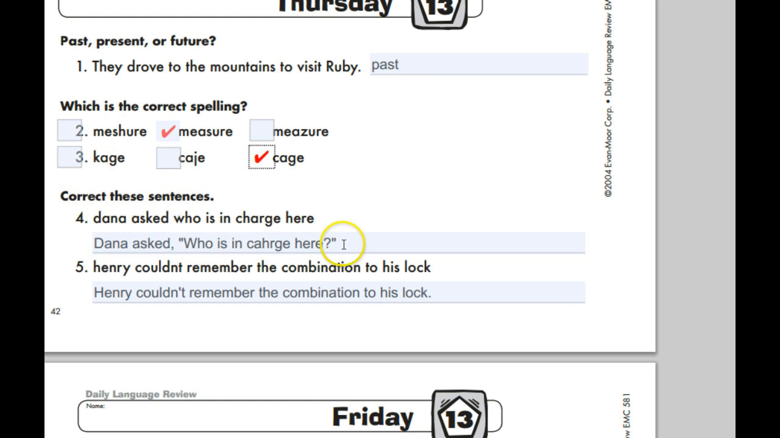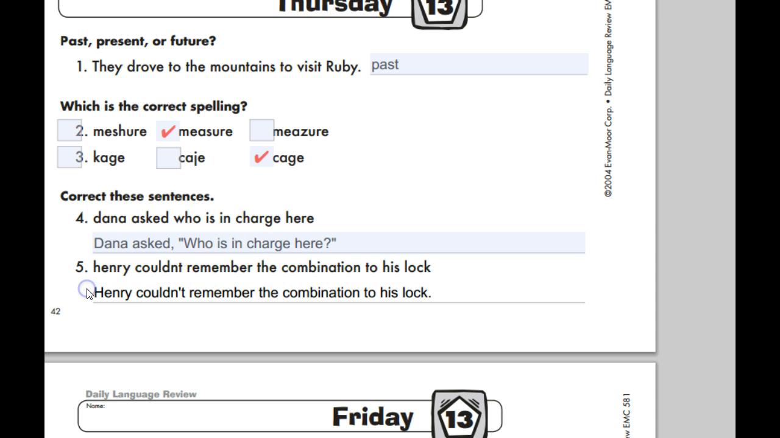Dana asked, who is in charge here? So Dana asked, okay, let's see, we need a comma to separate it, what they're talking about. So capital W, because it's the first word in the quotation marks. Who is in, oops, we need to spell that correctly. Who is in charge here? Question mark, quotation marks.